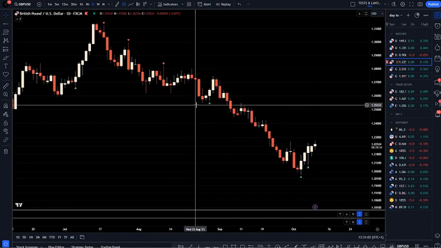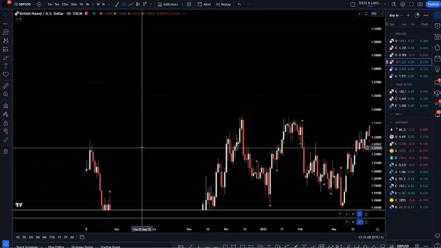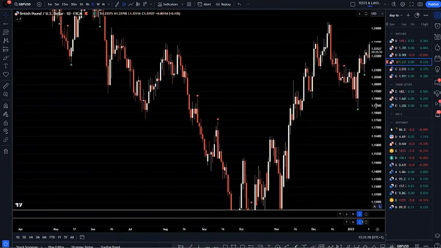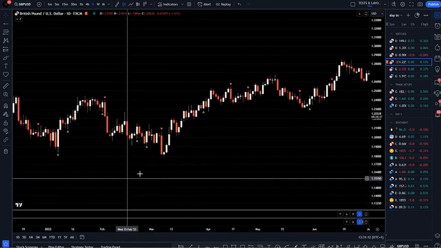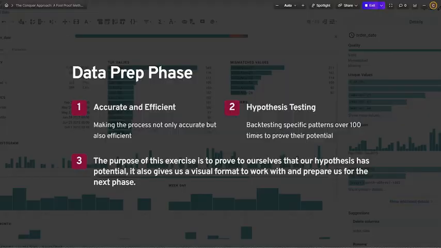I'm first of all qualifying to see, does my idea even make sense? And then I'm going to mark up all of the setups for a few years to make my data collection a much more efficient and much quicker process. So let's get back to the presentation.